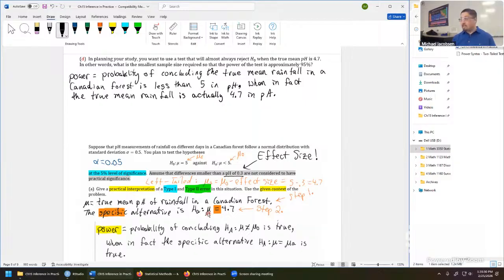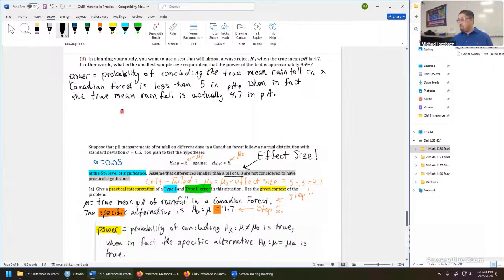in pH, in acidity. So that means making the correct decision is what power is, but you need a specific alternative to actually get that probability on paper. So it's a probability of making the correct decision when in fact the truth of the population is the true mean is 4.7, definitely less than 5. And that was the effect size. We had said differences smaller than 0.3 are too negligible to be of any concern. So we want our test to have high probability of making the correct decision when this is the actual truth of the population. It's at a pH of 4.7, so highly acidic rain.